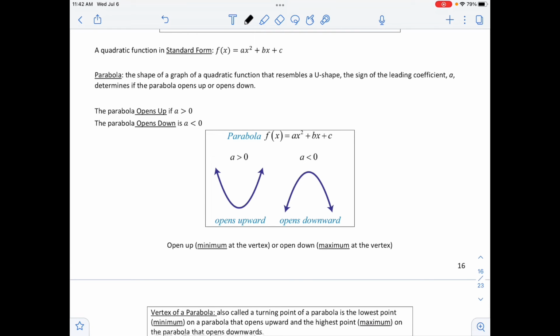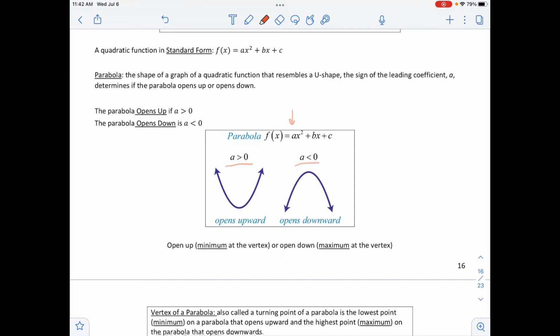And the graph of these creates what's called a parabola, which is the shape of the graph of a quadratic function that resembles a U shape. The sign of the leading coefficient, a, determines if the parabola is going to be opening up or opening down. And you can see that below. If a is greater than 0, we have a parabola that is opening up. And if a is less than 0, we have a parabola that's opening down. And again, a is that leading coefficient that's in front of our x squared variable.